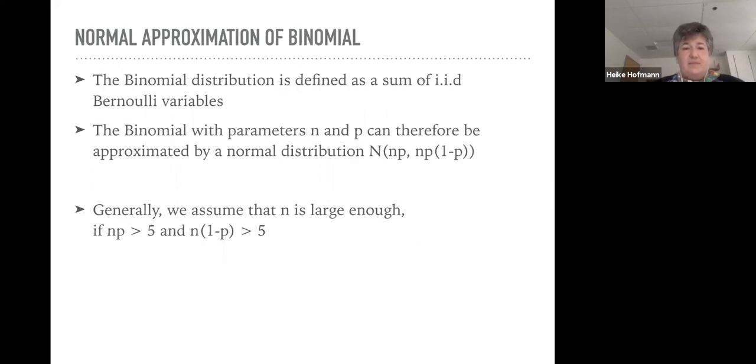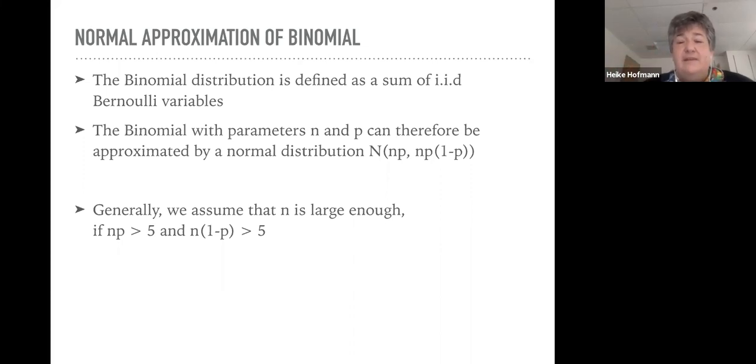Okay, so like I said before, there's a lot of different distributions that can be now approximated by a normal distribution. The binomial distribution can be defined as the sum of IID Bernoulli, which means that we can approximate any binomial distribution that has parameters n and p by a normal distribution with parameters n times p for the expected value and n times p times 1 minus p for the variance.